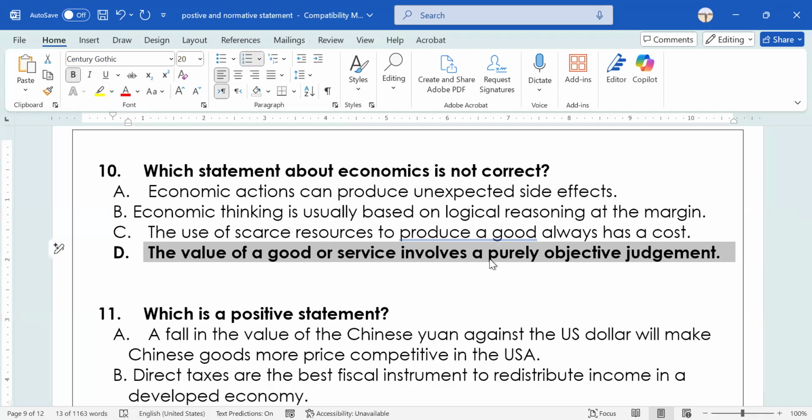So, for example, I may value some luxury cars, and some people do not like them. So in economics, we're also talking about utility, which is satisfaction. And as I told you, our utility is different from each other. So the value is not purely objective. It's really subjective. So A, B, C are correct except for letter D.